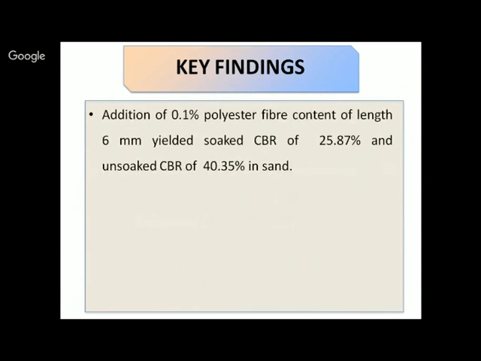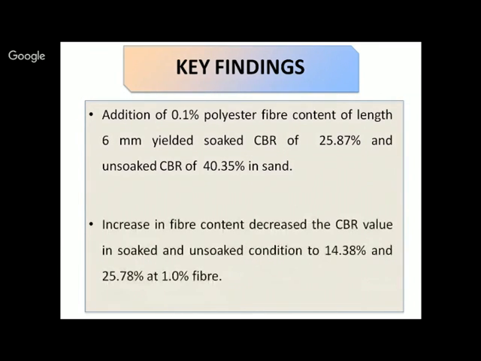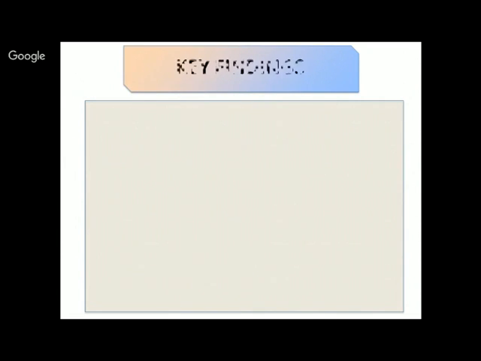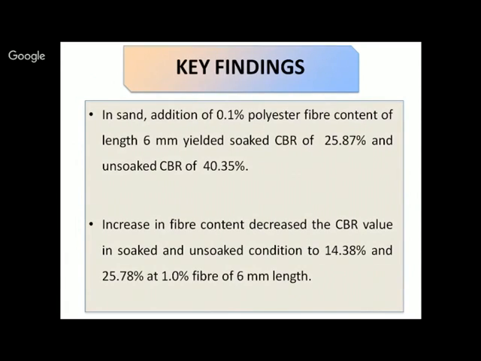Now, the main part of the research, which was CBR, which we are trying to improve. Addition of 0.1% polyester fiber of length 6 mm yields a soaked CBR of 25.87 and an unsoaked CBR of 40.35 in sand. Increase in fiber content decreased the CBR in soaked and unsoaked conditions to 14.38 and 25.78 at 1% fiber. Similarly, for sand and 12 mm fiber, the CBR value decreased in soaked and unsoaked conditions to 14.38 and 25.78 at 1% of fiber.